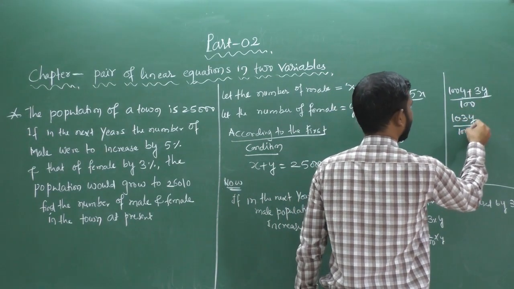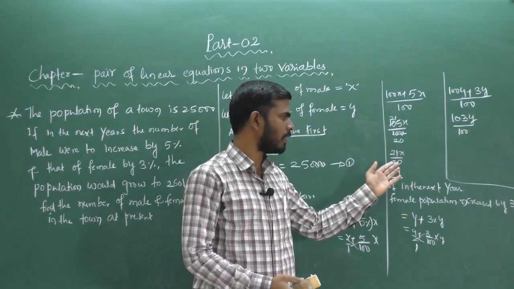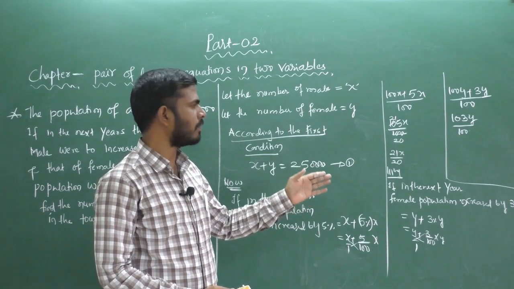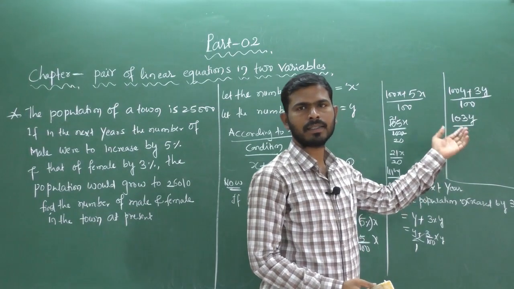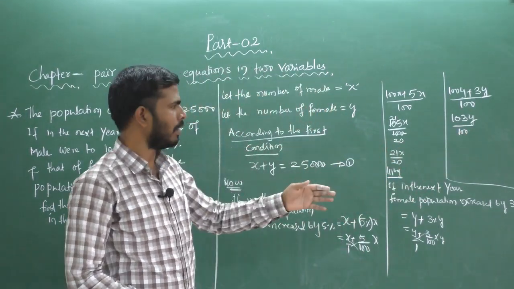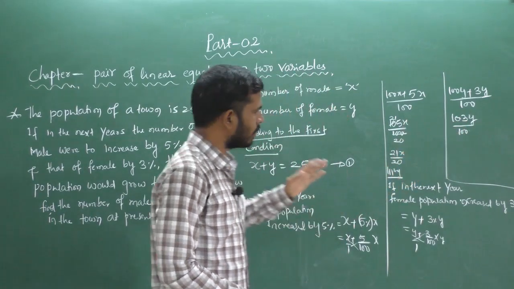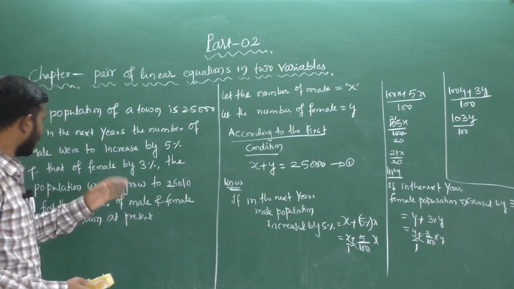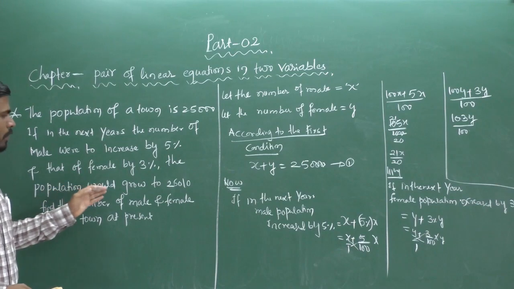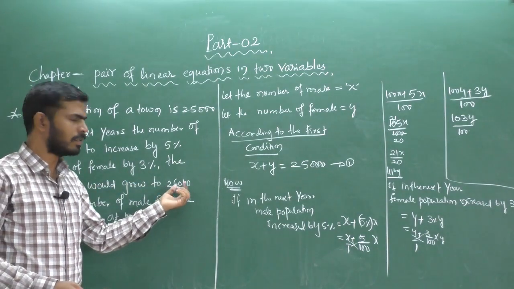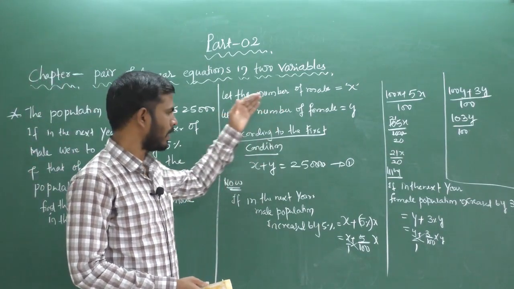103 divided by 100. So this 21x divided by 20 is the increased population of a male, that is 5%. So this is 103y divided by 100. This is the increased population of a female after 1 year. So now we have to write according to the condition. Condition is given here. So that female is 3% and the population would grow to 26,010.